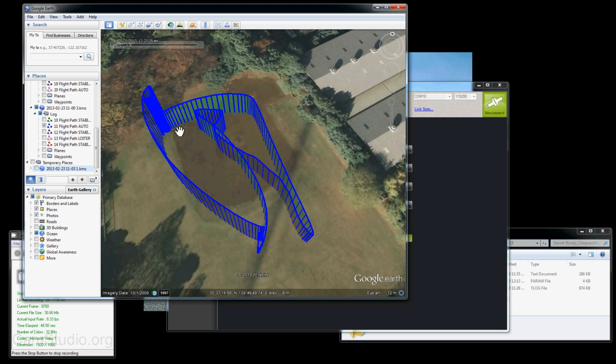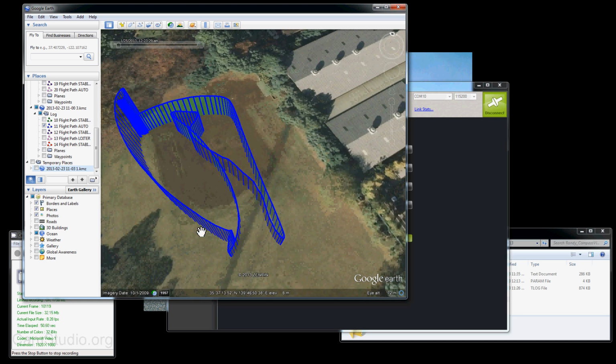So in this particular mission, for example, you can see that it's curved off. This last leg here was an RTL, and it curved off. And that could have been because of compass offsets. I'm going to have a look now, see if that's what it was.